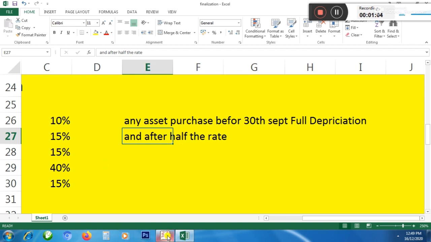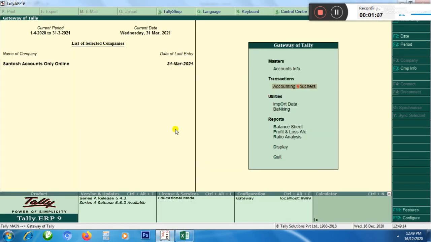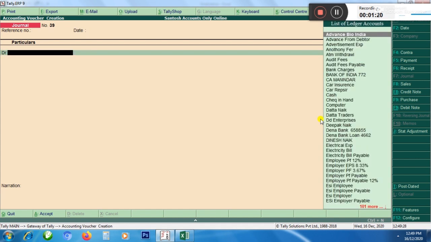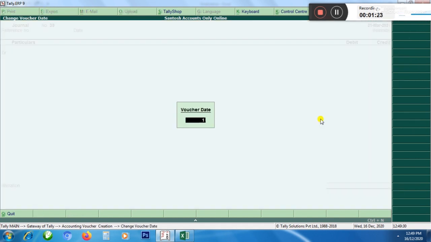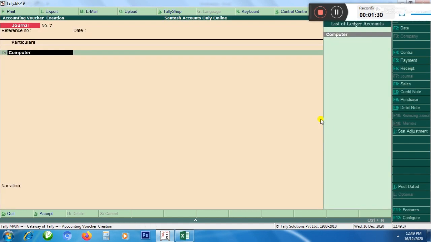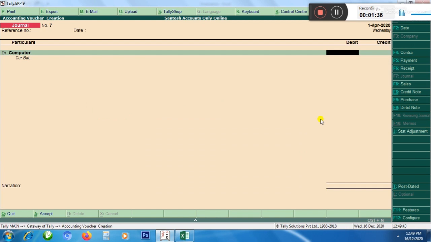So I'll go to Tally and pass some transactions before explaining. Assume that I have purchased some assets. When we purchase an asset, we pass the payment entry. First we pass the journal entry for the bill. Debit what? Computer. Suppose I purchase a computer on 1st of April. Debit computer account, because this is not purchased to sell but for office use, say about 25,000.